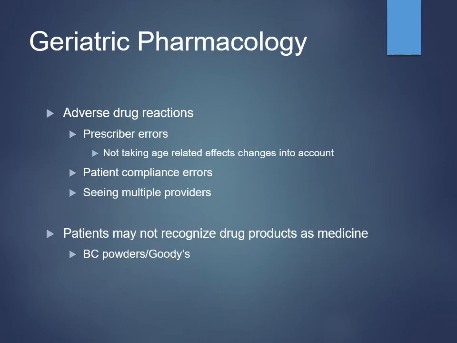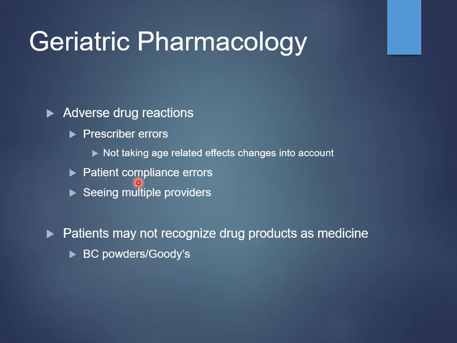So looking at some of the issues that can come about from prescriber error. Again, not taking age-related changes into account. For instance, if they're having a lot of anxiety or trouble sleeping and you prescribe them, say, diazepam, right? That could be a prescriber issue, not taking into account their alterations in kinetics there and not using something like lorazepam instead.